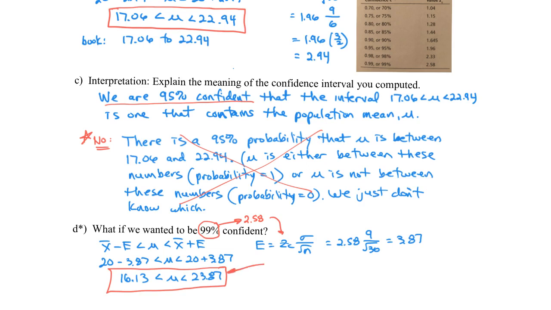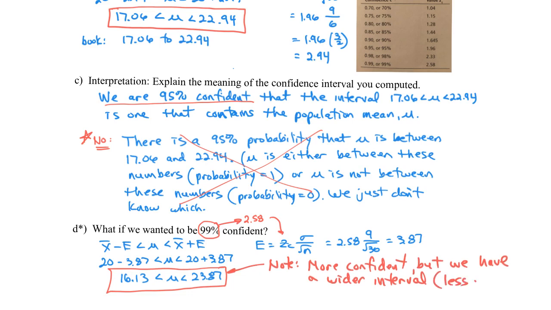So make a little note here. We are more confident, but we have a wider interval. So we've lost some precision. We are less precise now. Whoops, there's a missing C. There we go. Less. We're less precise.